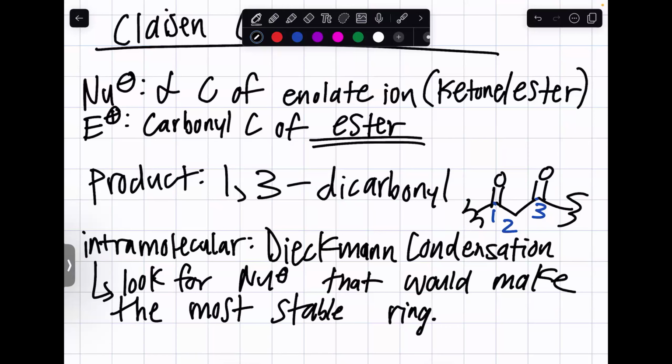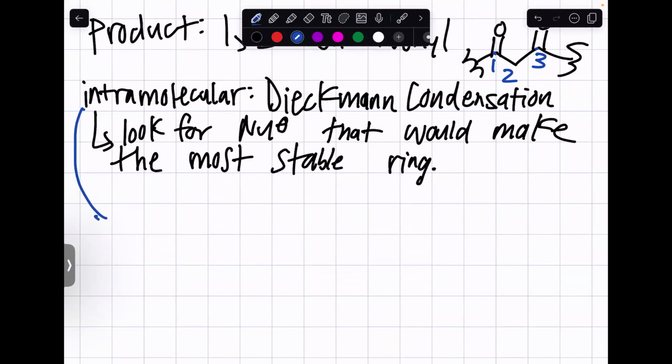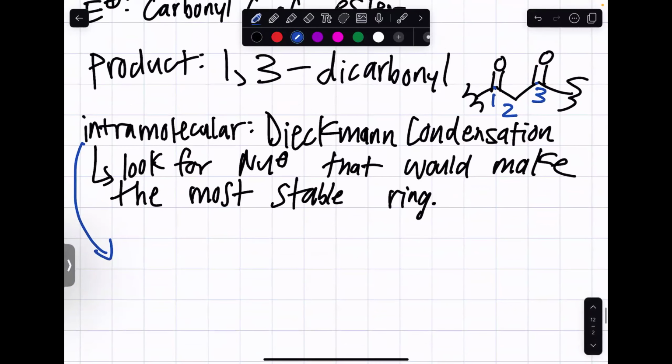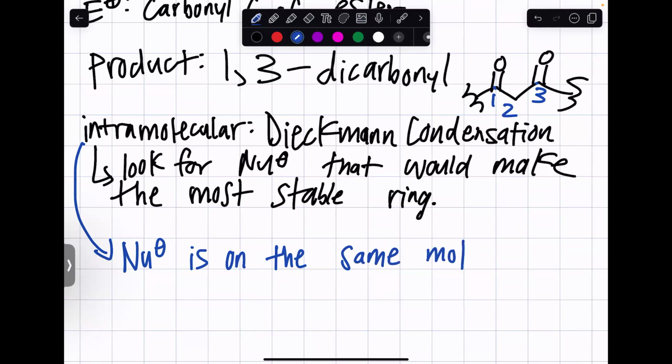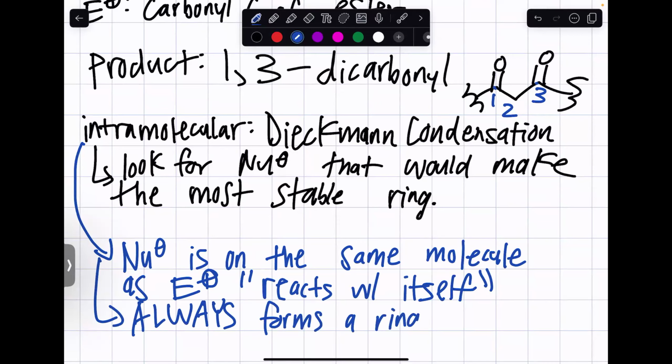Because do you guys remember what it means for a reaction to be intramolecular? Like what does that mean? Reacts with itself. Yeah, it reacts with itself, it attacks itself, where the nucleophile is on the same molecule as the electrophile. And when it reacts with itself, it always forms a ring. Always. All intramolecular reactions always form a ring.